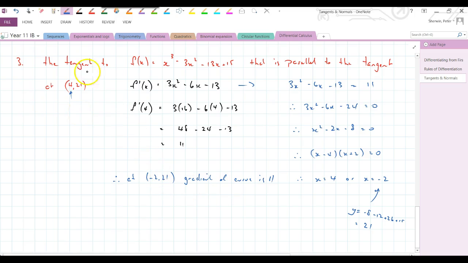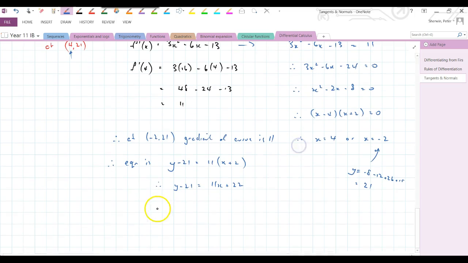Alright, so I just now want the equation of the tangent at (-2, 21). It's got gradient 11. So therefore, the equation is y minus 21 equals m times (x minus x1), so x plus 2. Therefore, y minus 21 equals 11x plus 22. And therefore, y is equal to 11x plus 43. So y equals 11x plus 43 is the equation of that line. Okay, let's do some of exercise 7G in class tomorrow. See you then.